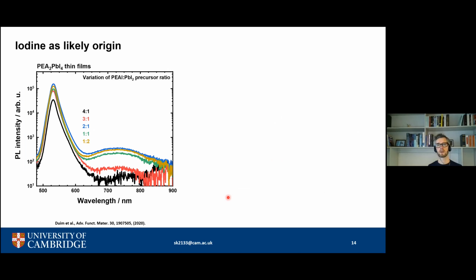And in a different story, we looked at differently synthesized thin films by just varying the precursor ratio, PEA iodide and lead iodide. By varying this precursor ratio, we saw that we could suppress, to some degree at least, this broad emission at room temperature. So it shouldn't be pollution, no impurity. It should be some form of intrinsic defect, again pointing towards probably a halide-related defect.